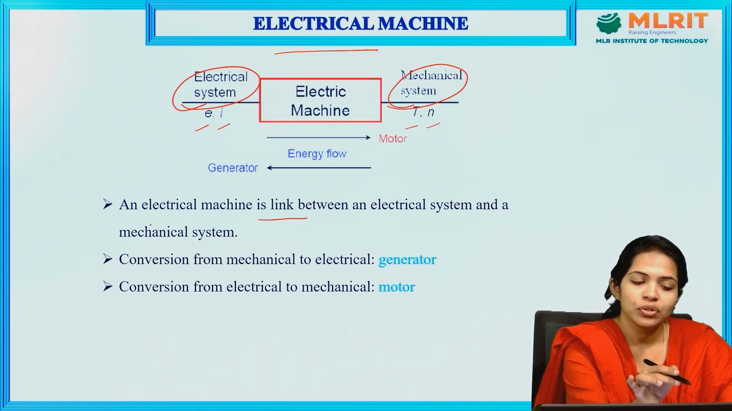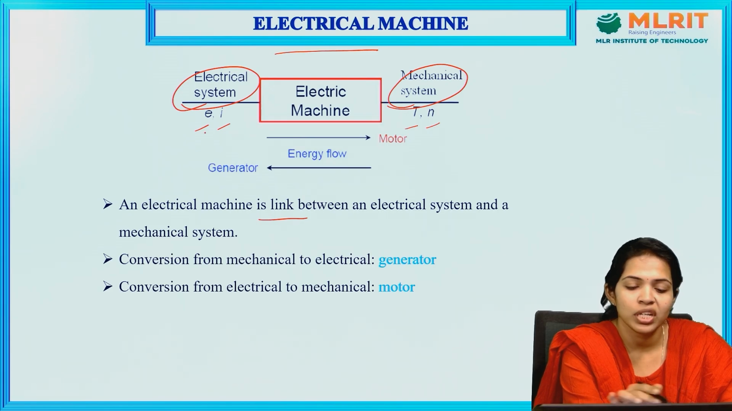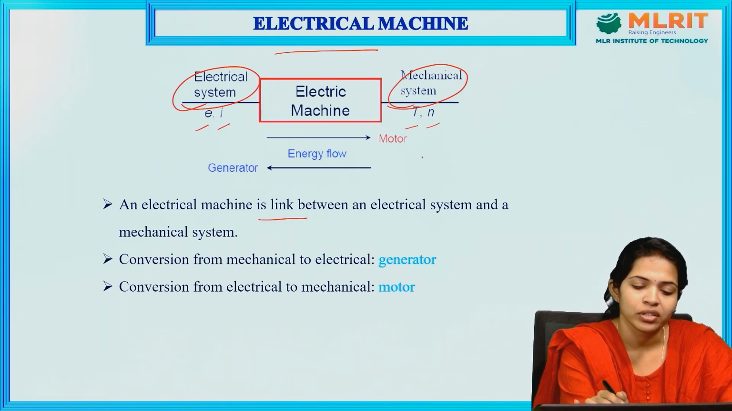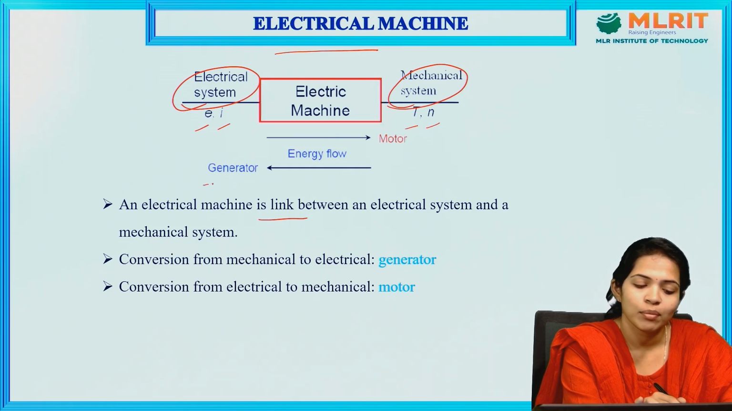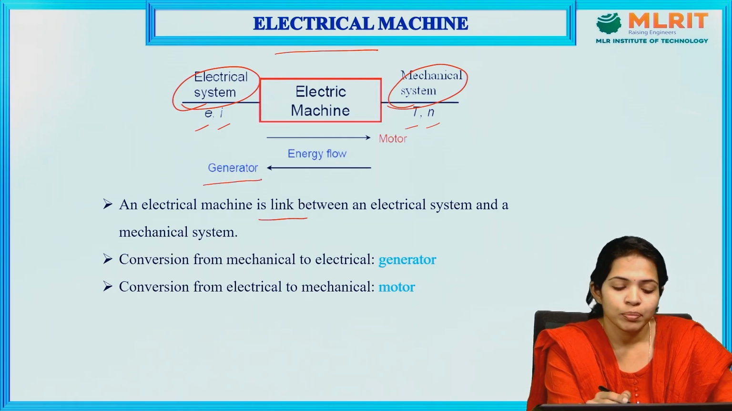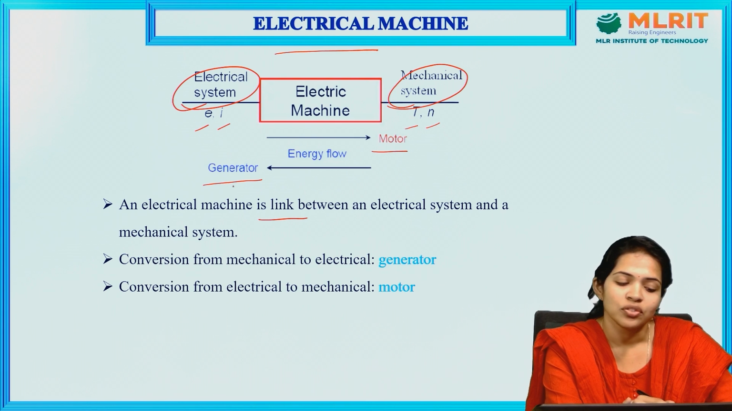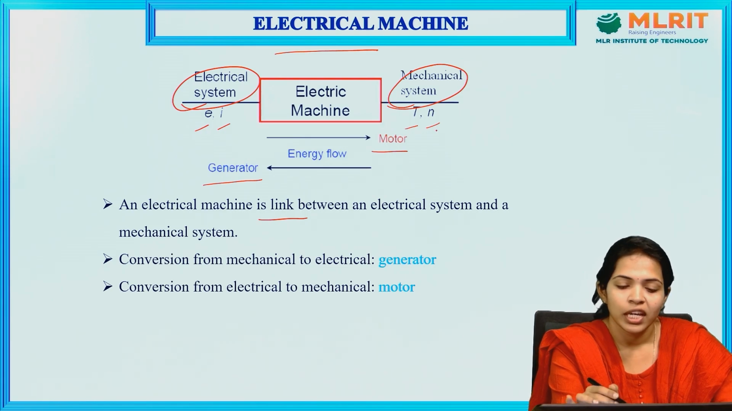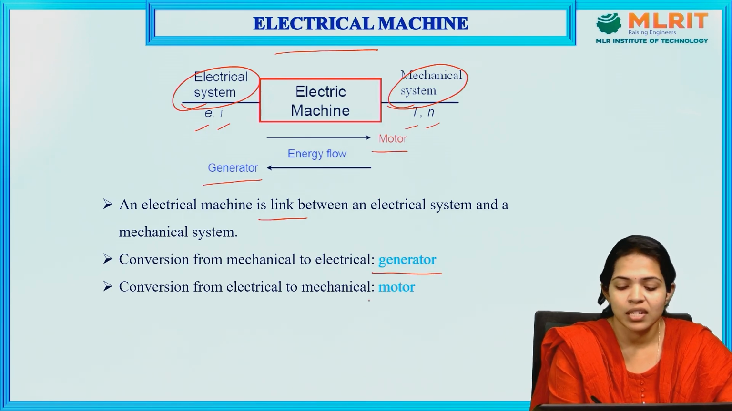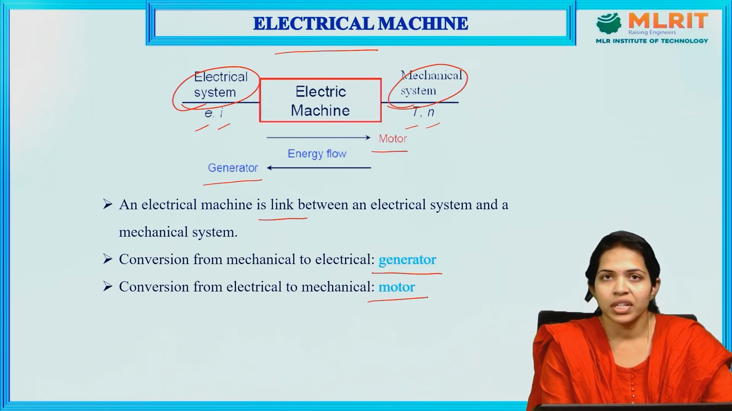The conversion of mechanical energy into electrical energy is the function of a generator. Converting the given mechanical input to the electrical output is done by a generator. The principle of operation of a motor is quite the reverse of that of the generator. We give the electrical input, and it is converted to mechanical output in the motor. These are the basic differences between a generator and a motor.